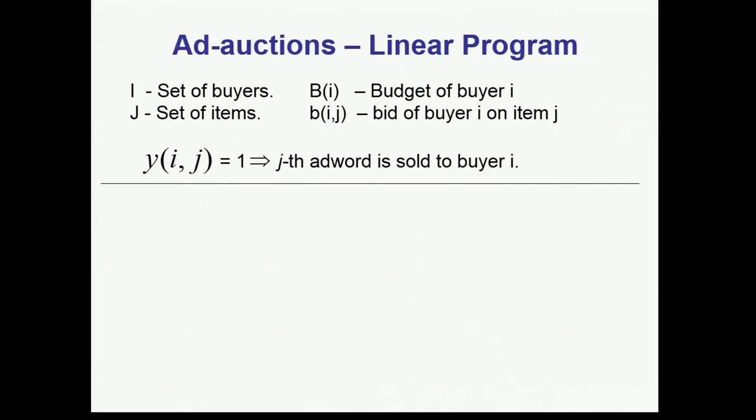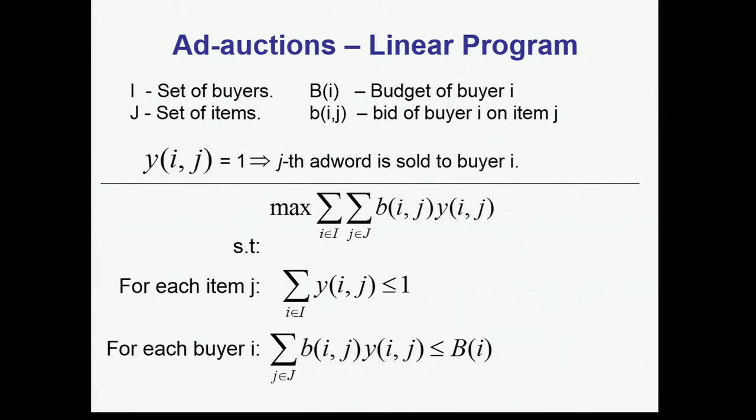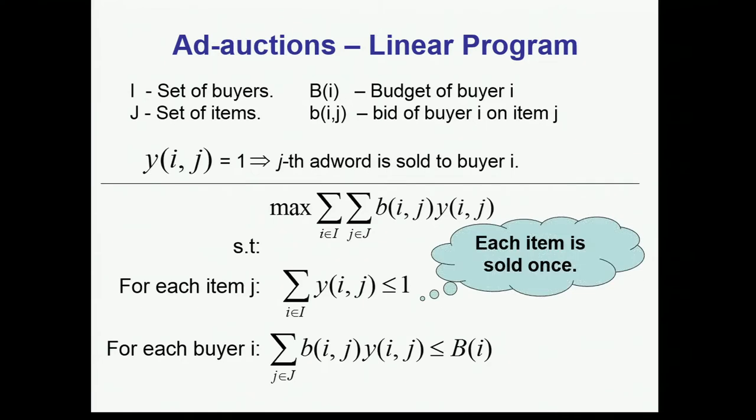Okay, so we can write this as an LP. y_ij is just an indicator for the jth ad word going to the ith buyer. We want to maximize the sum of y_ij multiplied by b_ij. b_ij is the bid that the ith buyer had put on the jth item, and of course each item cannot be sold more than once. So sum over i of y_ij is at most one, and the sum of b_ij y_ij is at most B_i. So we cannot exceed the budget of an advertiser.